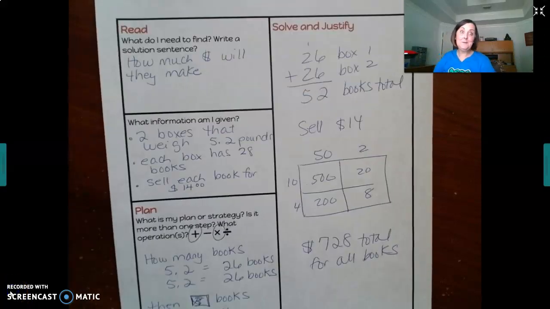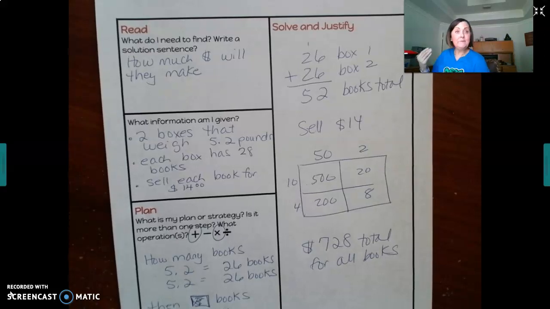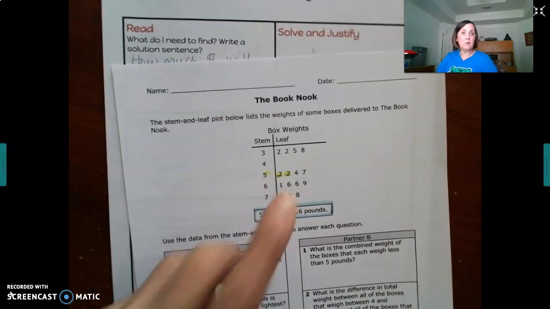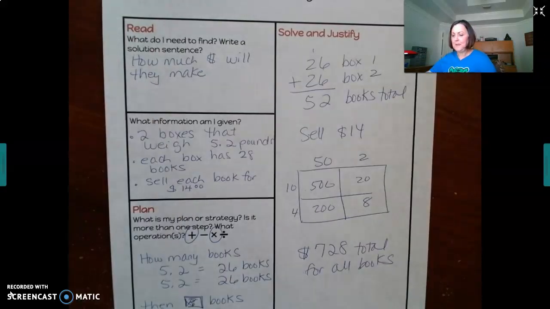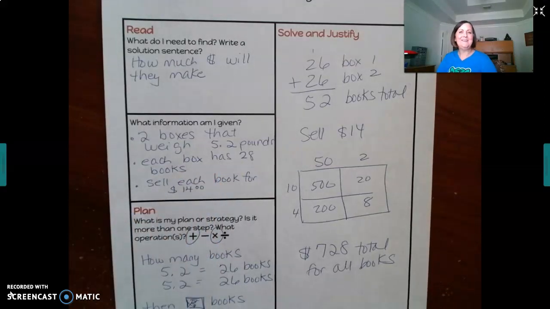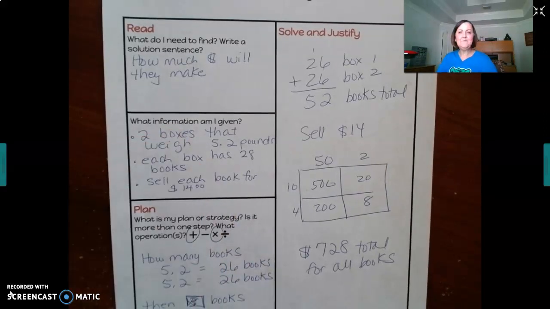All right, so this one was very involved. We had to do several things. So what did we need to find? We need to find out how much money they will make selling all the books that are in the boxes that weigh 5 2/10 pounds. But we don't know how many books they have, so we have to look at our stem and leaf to figure out how many boxes weigh 5 2/10 pounds. And we did that. We see that there are 2 boxes that weigh 5 2/10 pounds. And we know that each of those boxes has 28 books each. And then they're going to sell those books for $14 each. So that's the information we're given.